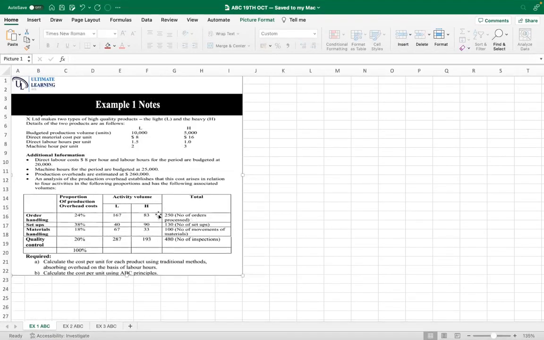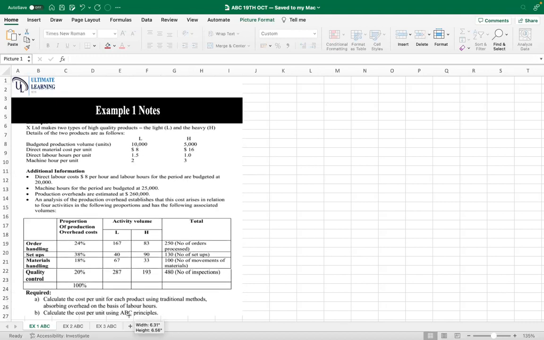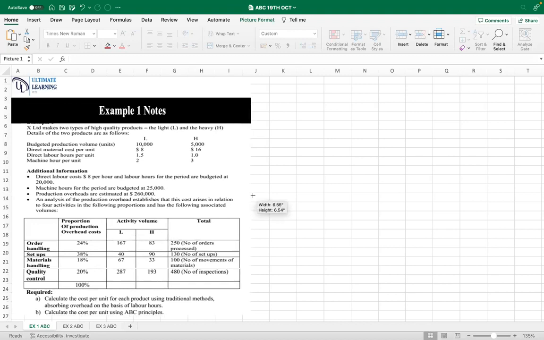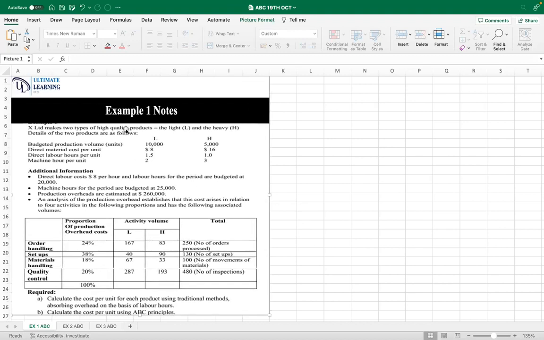So I hope we can see this example, which we had introduced earlier in the previous session. So there is this example that we want to solve. Let's read it once more. We are in an example on activity-based costing and absorption costing. We are being told X Limited makes 2 types of high quality products, the light and the heavy. So there are 2 products, the light, which is abbreviated as L, and the heavy, which is abbreviated with letter H. Details of the 2 products are as follows.